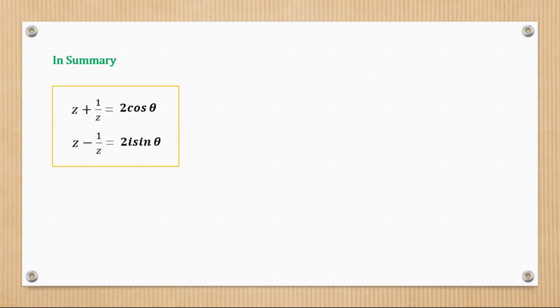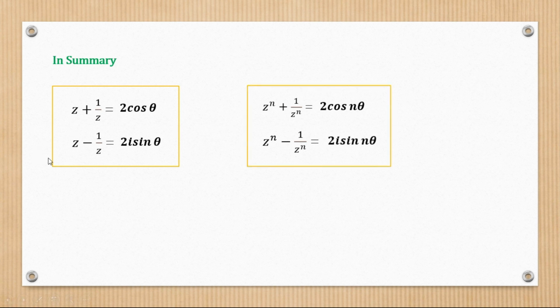So now we've come up with something that is true. In summary, z plus 1 over z is equal to 2 cos theta. Then z minus 1 over z is 2i sine theta. Now, this is something that is true for these kinds of numbers. Or, in a more general format, z power n plus 1 over z power n is equal to 2 cos n theta, and then z power n minus 1 over z power n is equal to 2i sine n theta. Now these are cases where we have power 1 on the z. This becomes true. So this is the most basic.